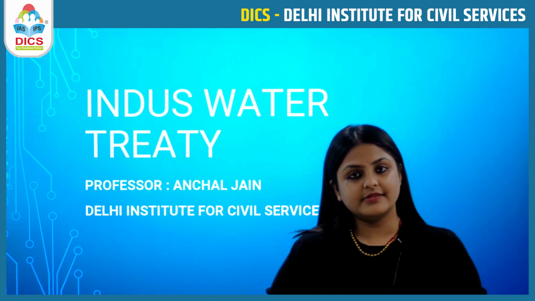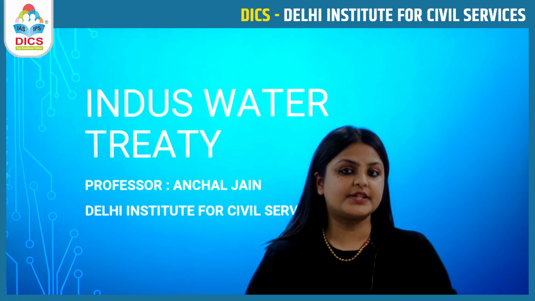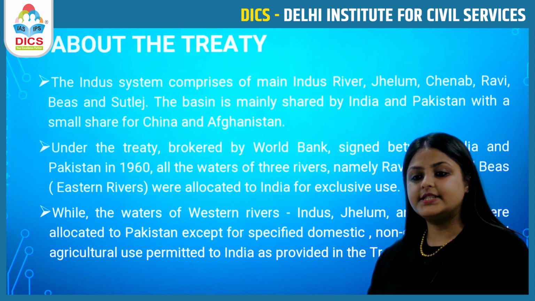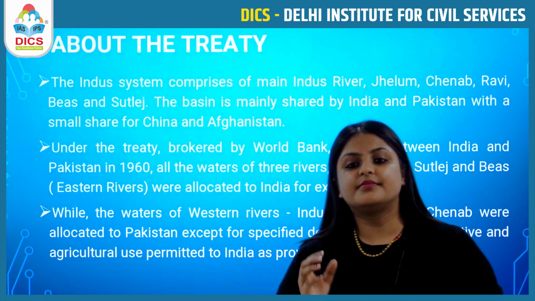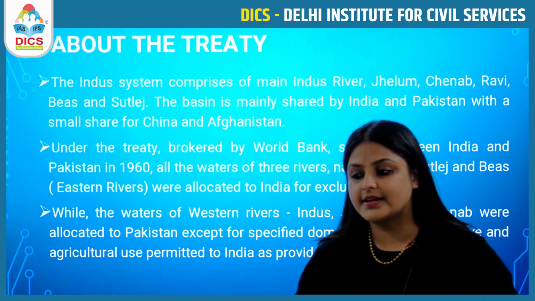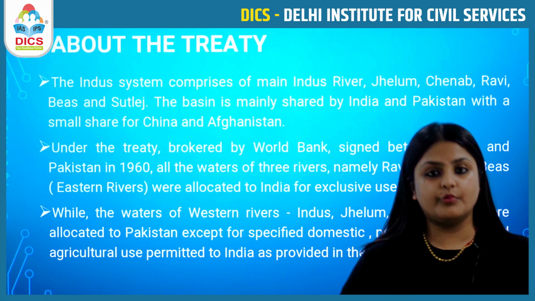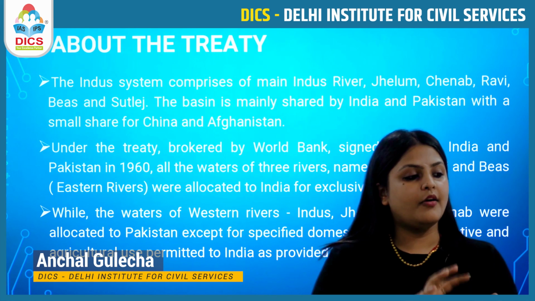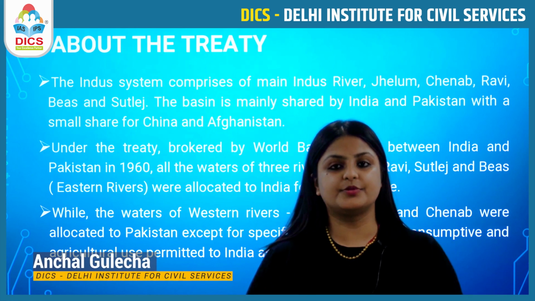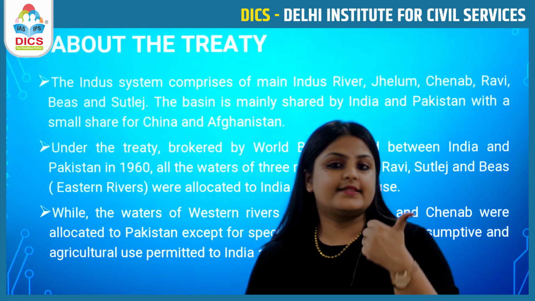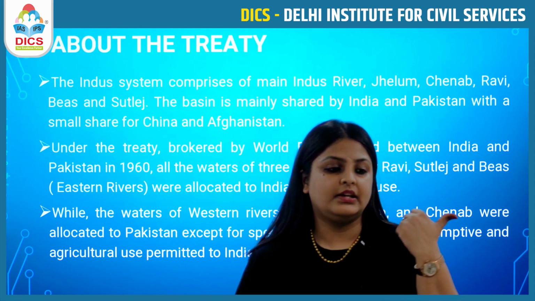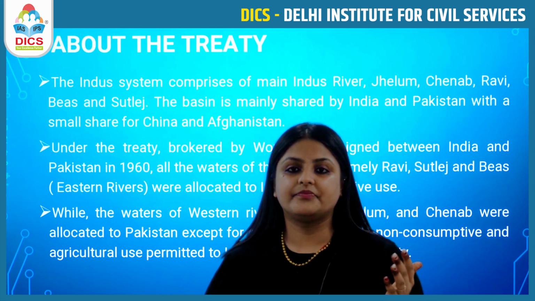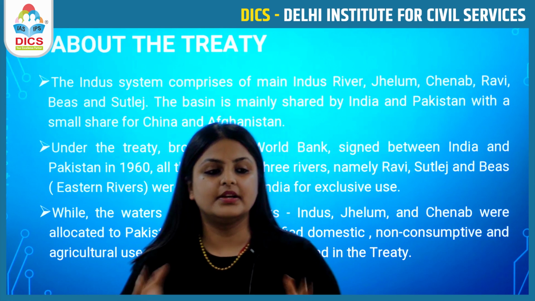I am Anchal Jain, and the topic that we are discussing today is the Indus Water Treaty. The Indus Water Treaty was signed between India and Pakistan, and was brokered by the World Bank. What is the treaty about? It is about the water sharing of the Indus and its tributaries. The Indus has 5 tributaries, which are Satluj, Jhelum, Chenab, Ravi, Beas, the 6th being the Indus.